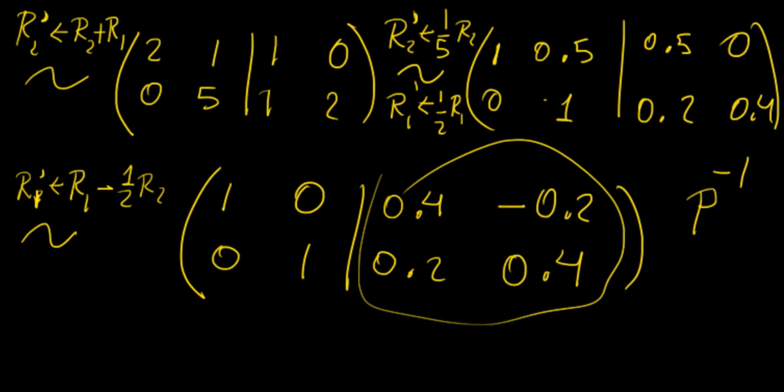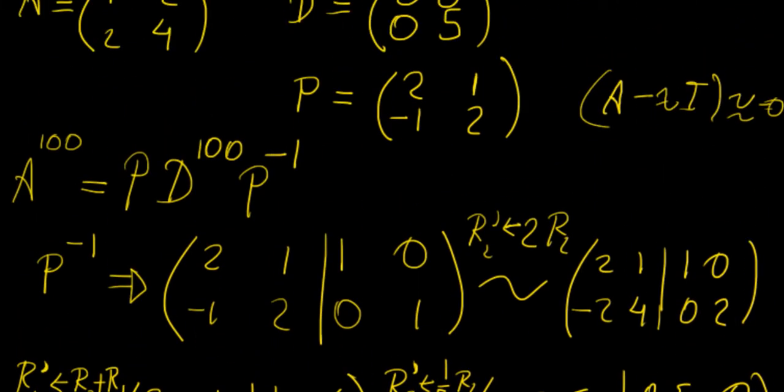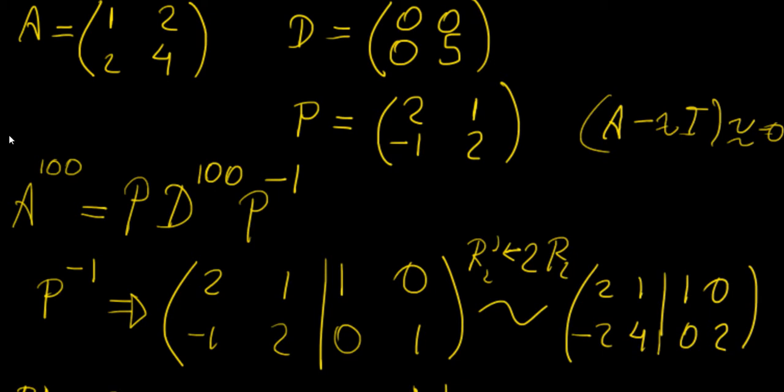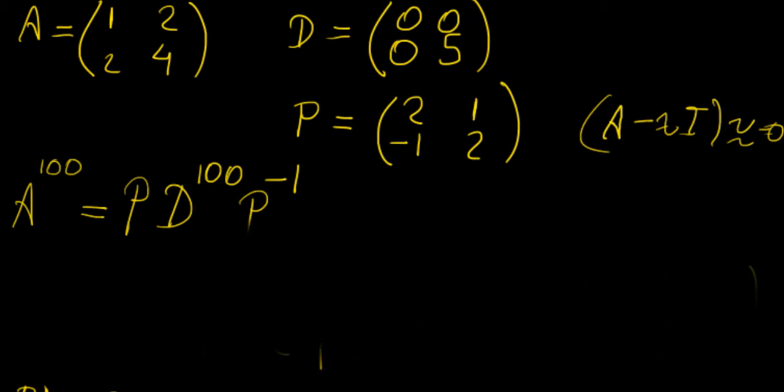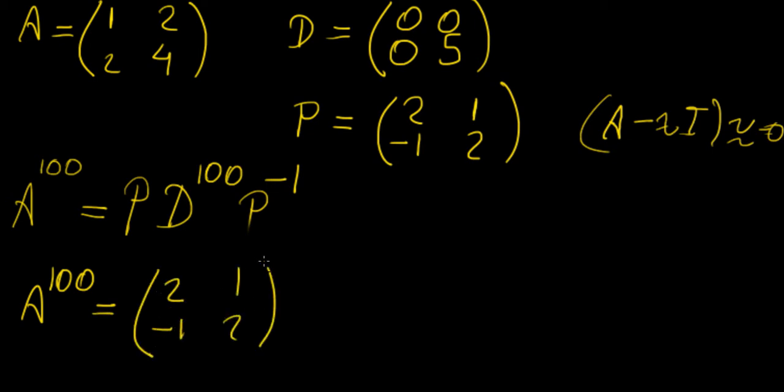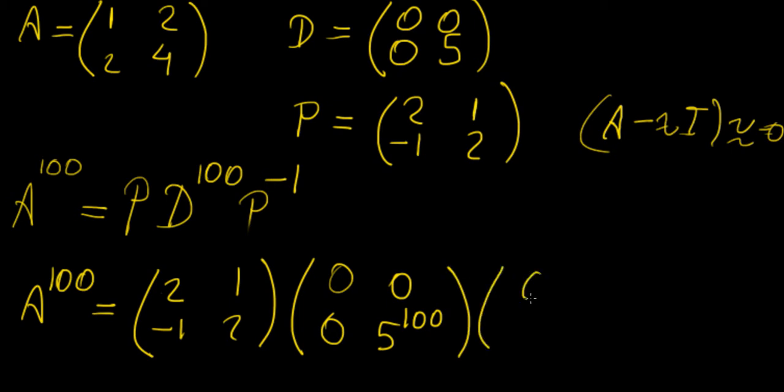So now we have that, we can set up our equation. I'm just going to go back to the top. So we're going to have this equal to 2, minus 1, 1, 2 times this matrix. Remember, when we have a diagonal matrix, all we do is raise the eigenvalues to that power. So we're going to have 0, 0, 0, 5 to the 100. Then we're going to get 0.2, 0.4. This is our inverse matrix for P.